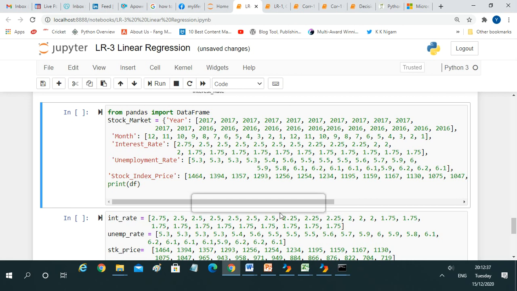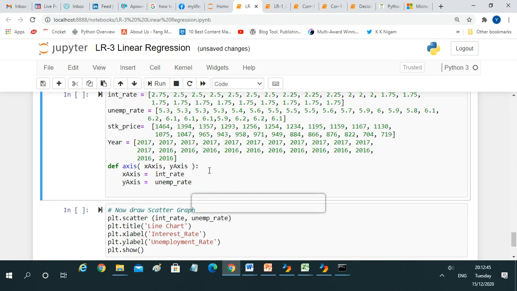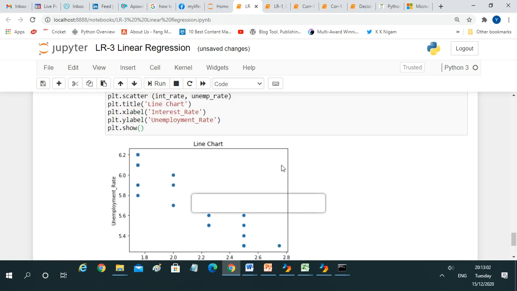Now again we are using the same data, and we can run and see that yes, the same data has been printed. Now we are again having x-axis interest rate, y-axis unemployment rate. Doing this, nothing is going to happen, but now we are going to print the chart, and this is the way we are going to have it.